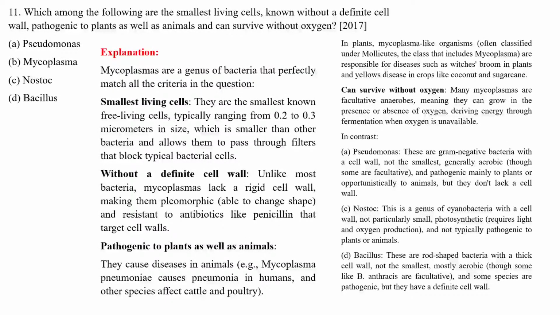That's why the correct answer is Mycoplasma. Mycoplasma don't have a definite cell wall, they don't need oxygen to survive, they are pathogenic to plants as well as animals, and they are the smallest living cells. So Mycoplasma is the correct answer for this question. Let's move to the next question.